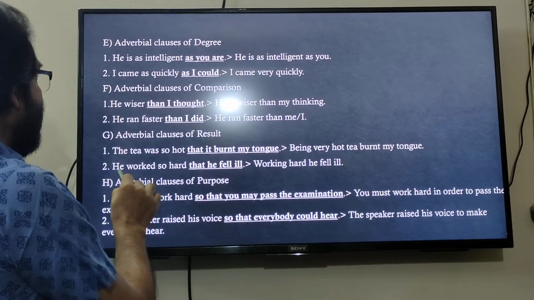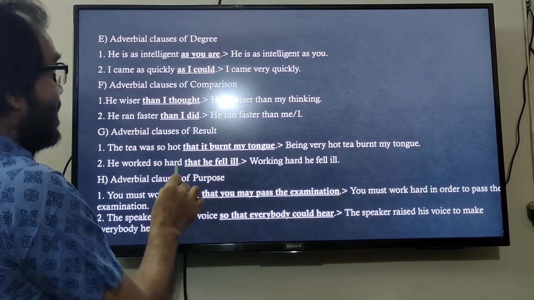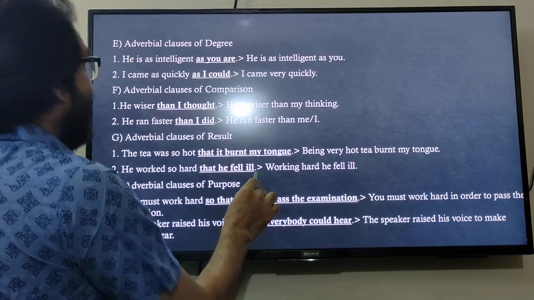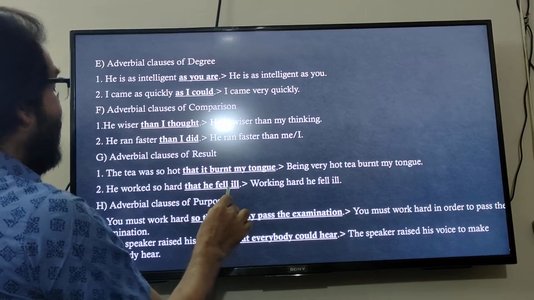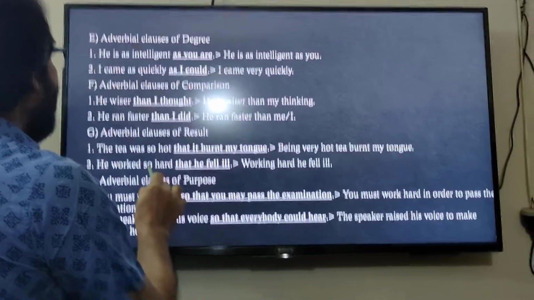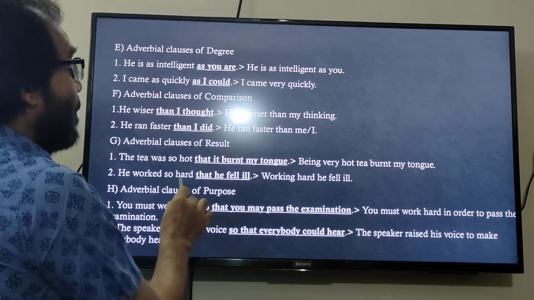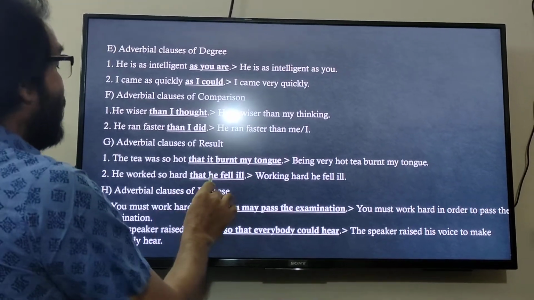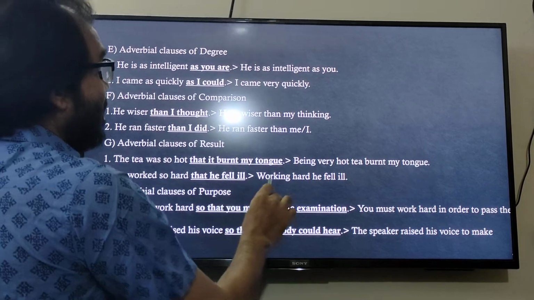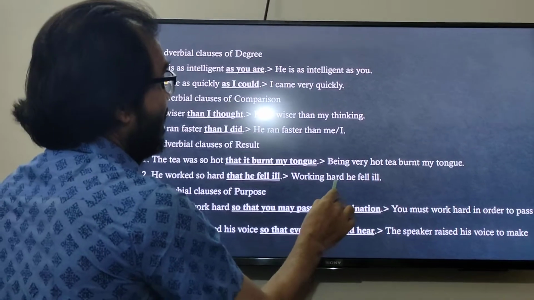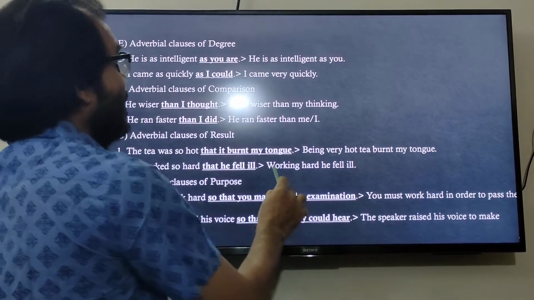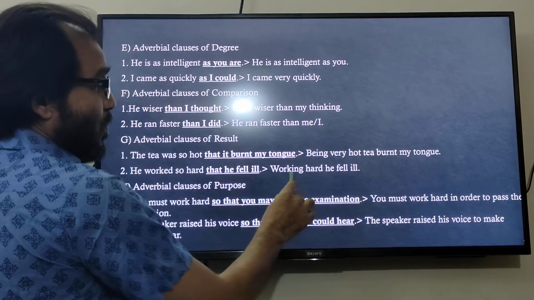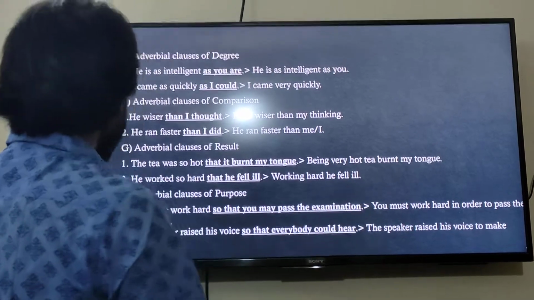Next sentence, let us see. He worked so hard that he fell ill. That he fell ill is the result of working so hard. So, adverbial clause of result. Let us make it simple: Working hard, he fell ill. We have used the present participle technique here to change the sentence into a simple one.